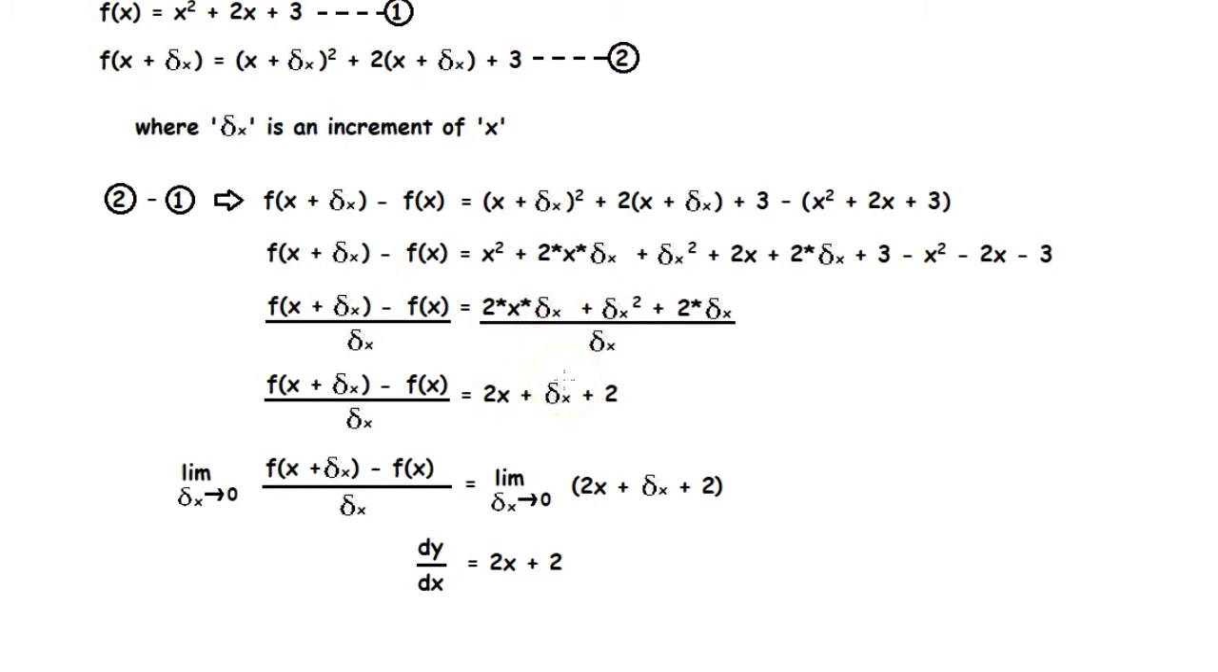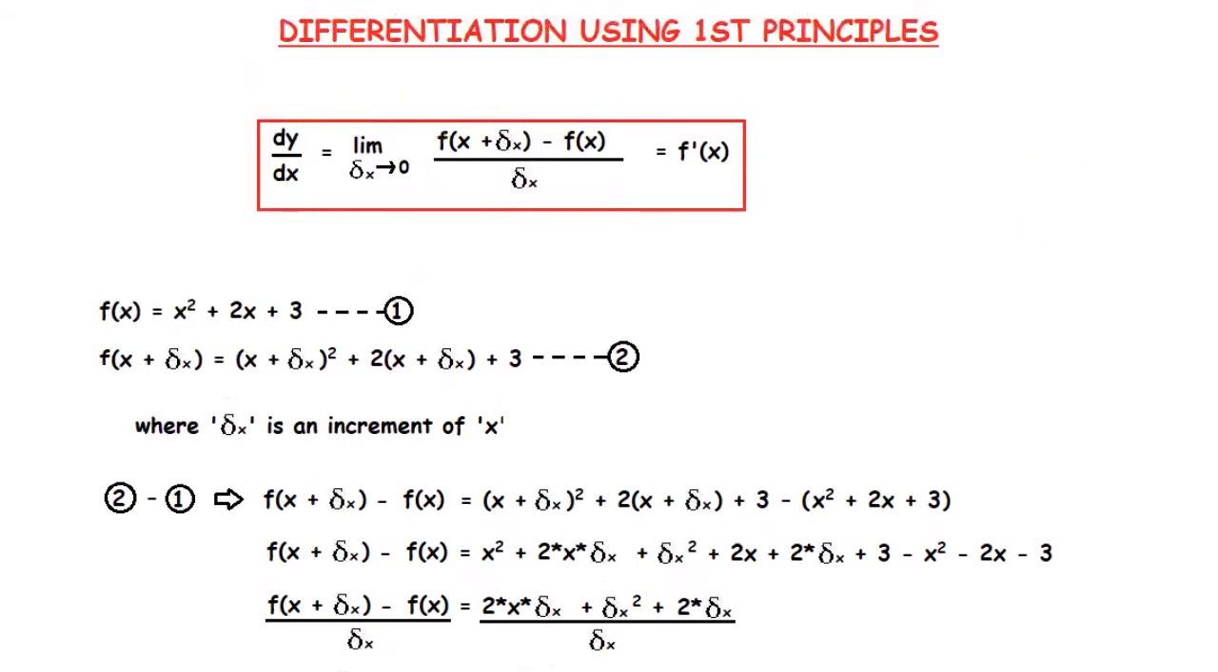Now for the tip of the day. Many students tend to forget to write this where delta x is an increment of x. This is wrong because in math, when you introduce something new into an equation, you need to mention what it is or what the conditions of it are. Some places, instead of delta x, they use h or some other letter. All of these are accepted as long as you mention that it is an increment of x.